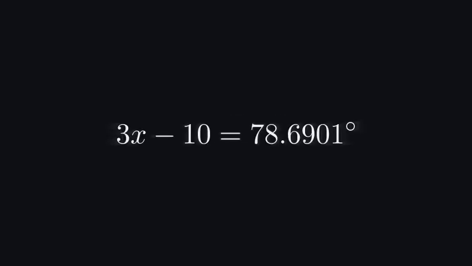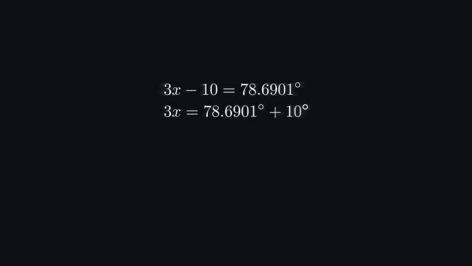3x minus 10 equals 78.6901 degrees. 3x equals 78.6901 degrees plus 10 degrees. 3x equals 88.6901 degrees. X equals 88.6901 degrees over 3.